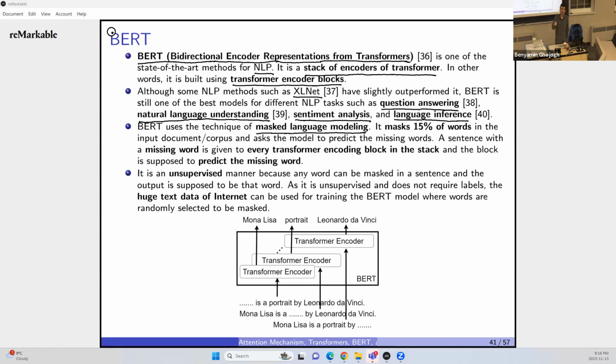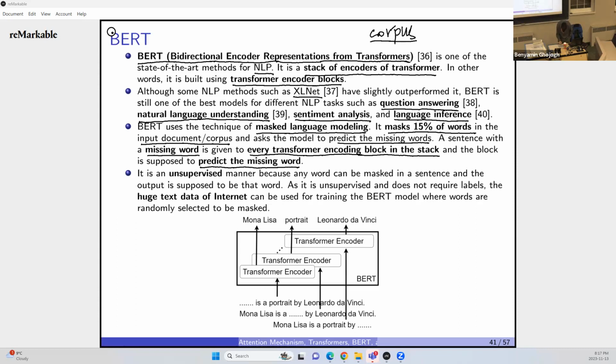So basically, they have the whole internet data. By the way, what is corpus in natural language processing? The text that you use for training is called corpus, right? It's written as C-O-R-P-U-S. Okay, where were we? So it masks 15% of the words in the input document or corpus and asks the model to predict the missing words, right? A sentence with a missing word is given to every transformer encoding block in the stack, like this, right? And the block is supposed to predict the missing word.